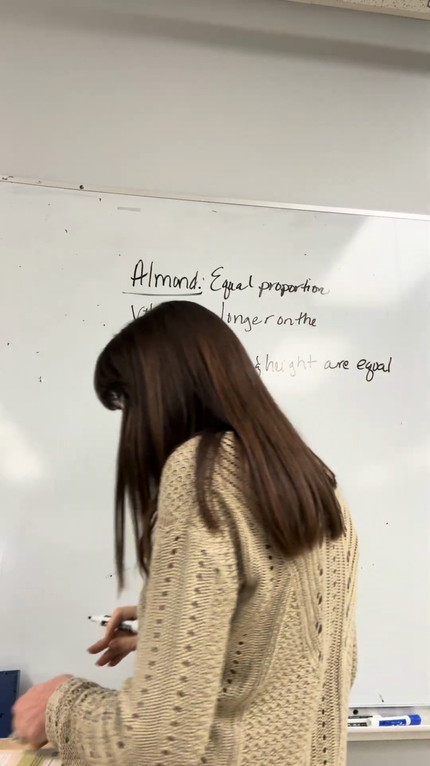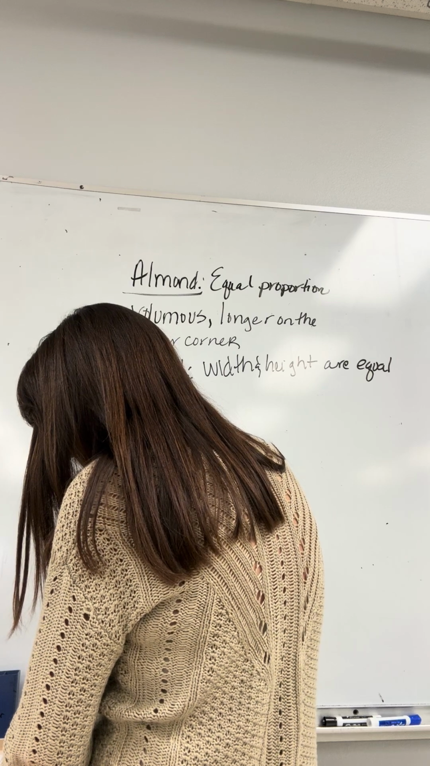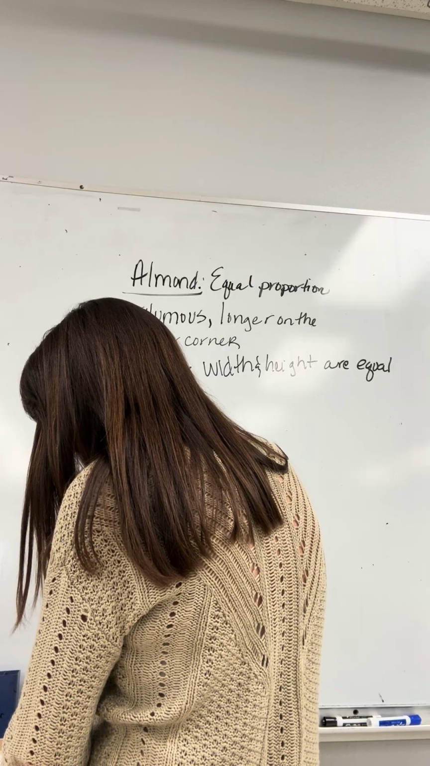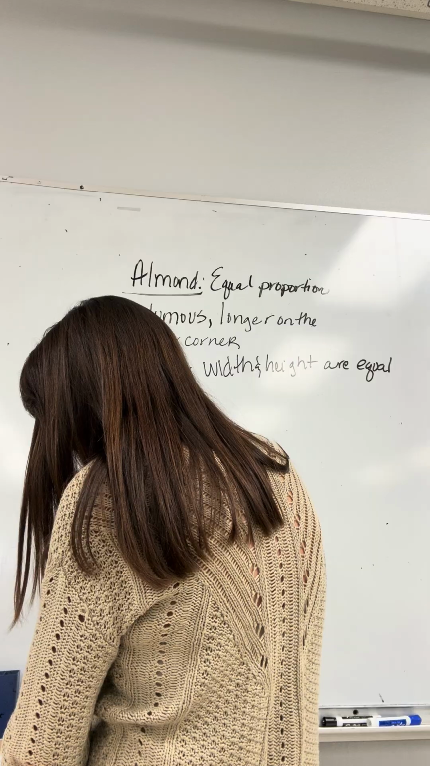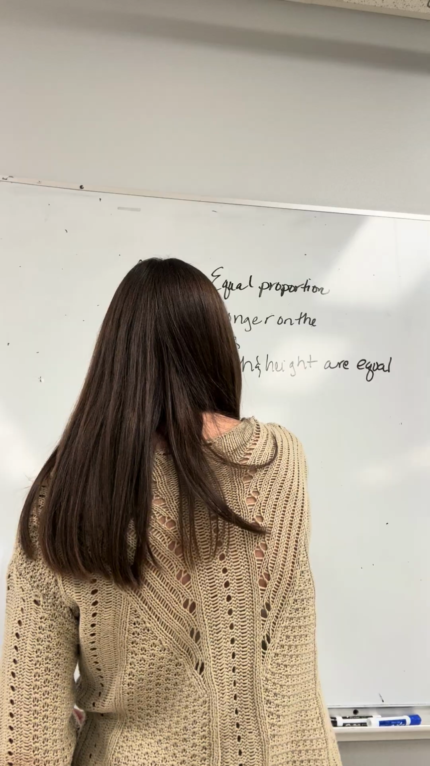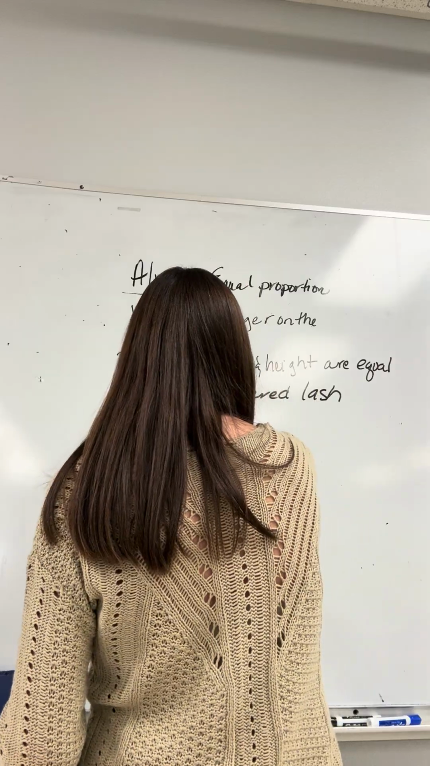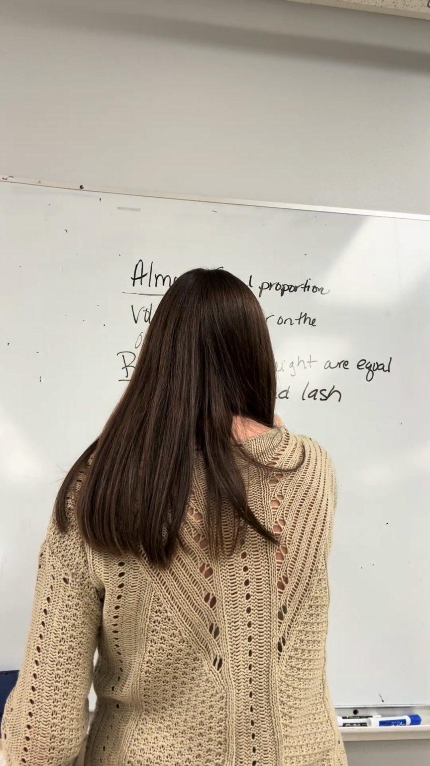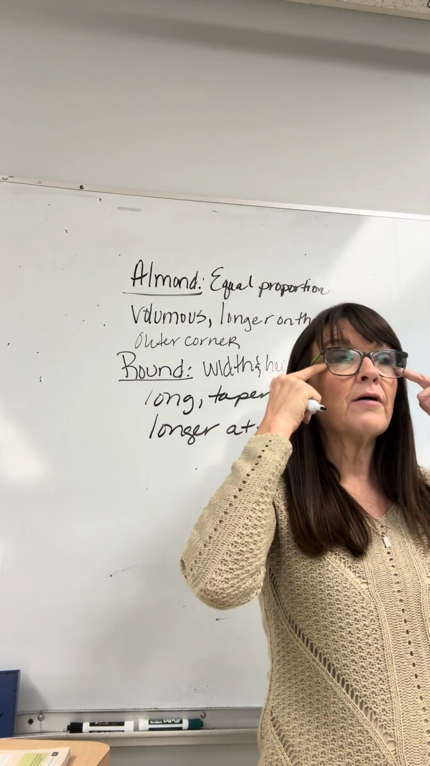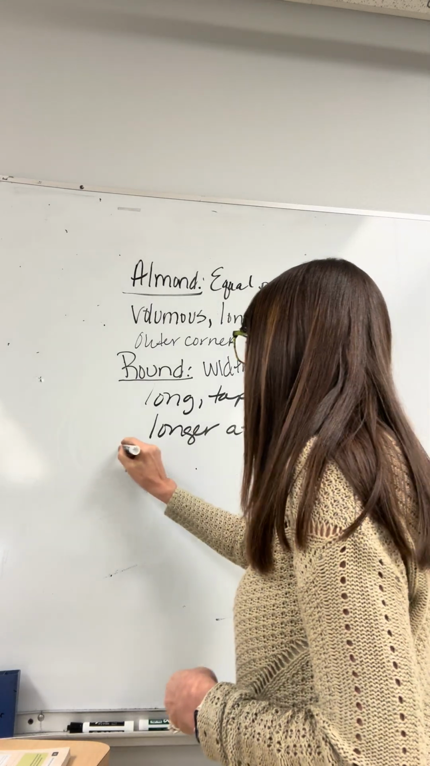To accentuate the eye, go for long tapered lashes that are longer at the ends. Avoid short curly lashes to keep the eye from looking rounder, right? So you're going to use long tapered lashes, longer at the ends, meaning the end of the eye, like here. Avoid curly lashes because they're just going to make the eye look rounder.